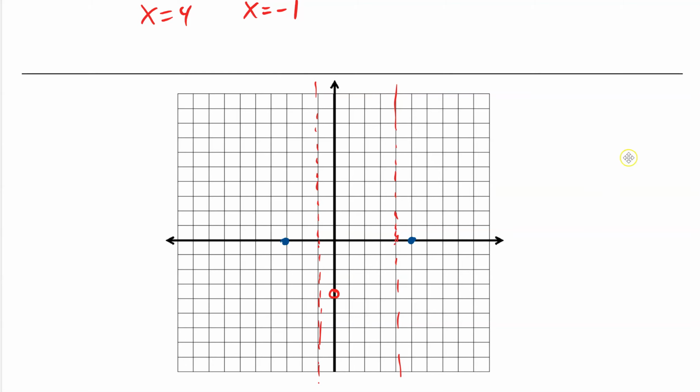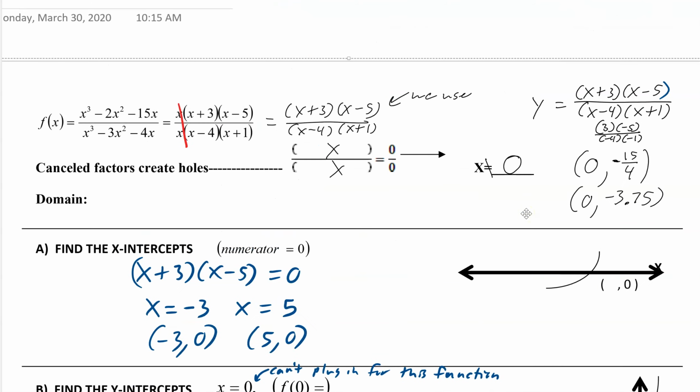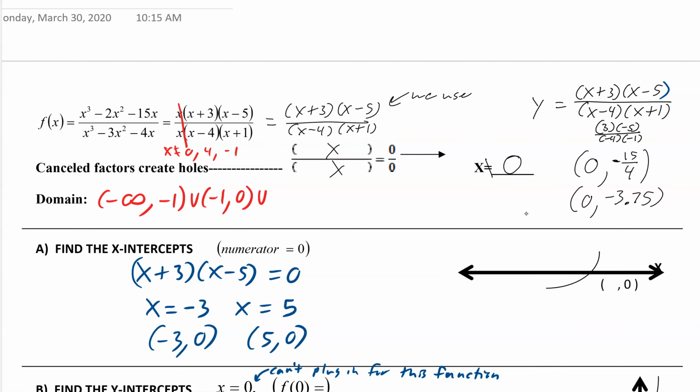So if you were looking for a domain here, our domain goes from negative infinity to negative 1, from negative 1 to 0, from 0 to 4, and from 4 to infinity. So that is our domain. It's all of those values for the bottom. So we know that x cannot be 0, 4, and negative 1. So putting them in order, it'd be negative infinity to negative 1, union, negative 1 to 0, union, 0 to 4, union, and then 4 to infinity.